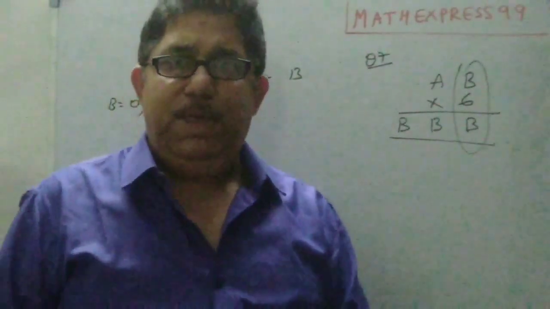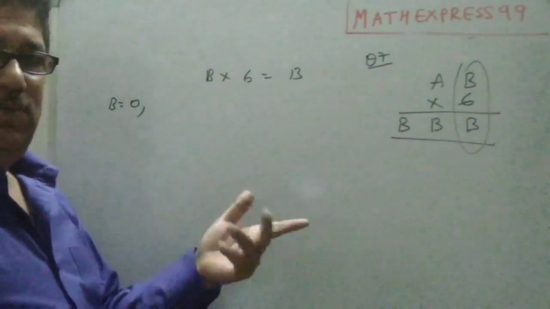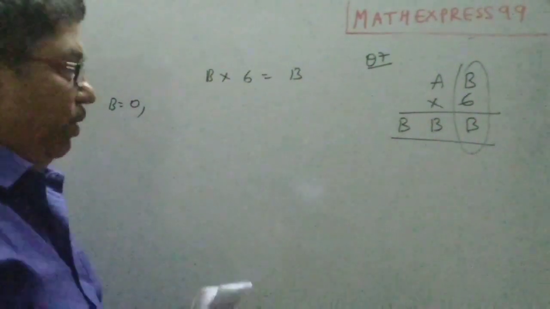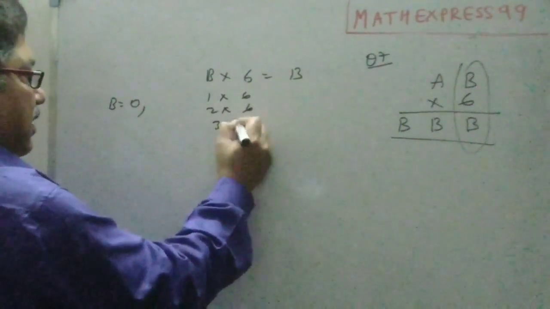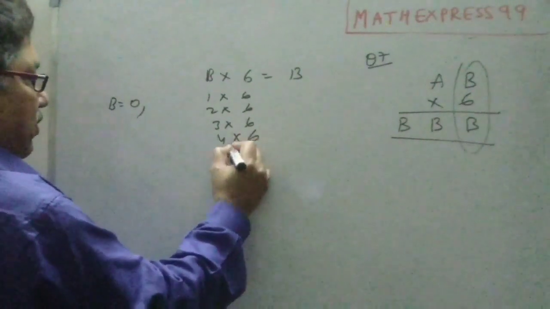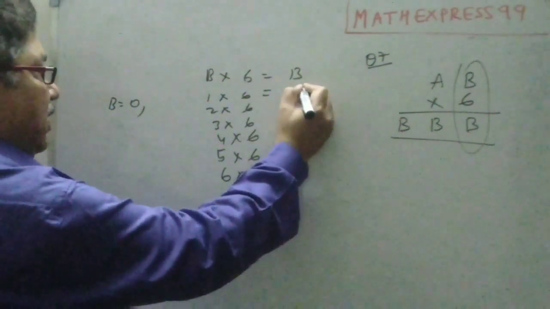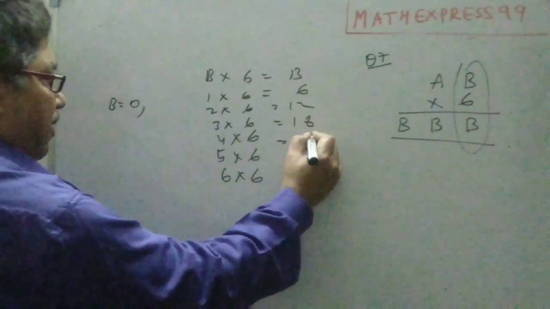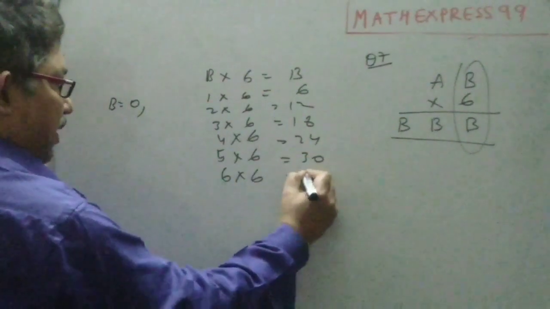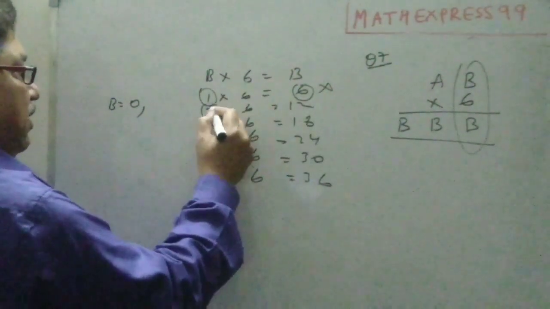1 into 6 will be 6, not same. So other number, if you can work out all of them. 1 into 6, 2 into 6, 3 into 6, 4 into 6, 5 into 6. 1 into 6 is 6, 12, 18, 24, 30, 36. You see 1 and 6 don't match, 2 and 2 do match. Okay.